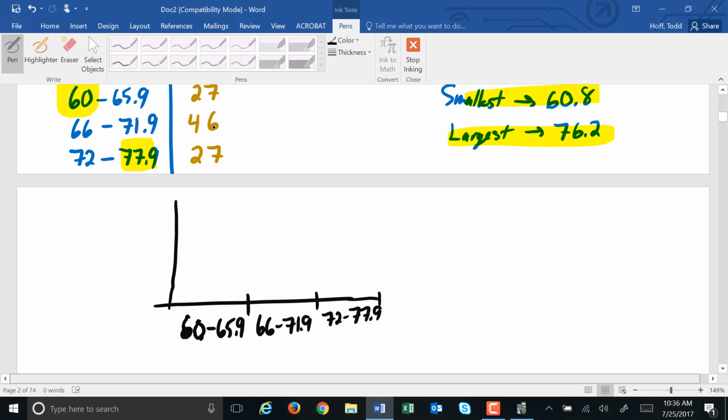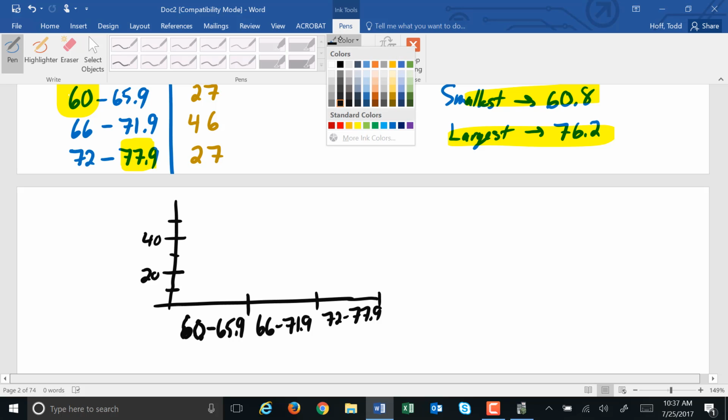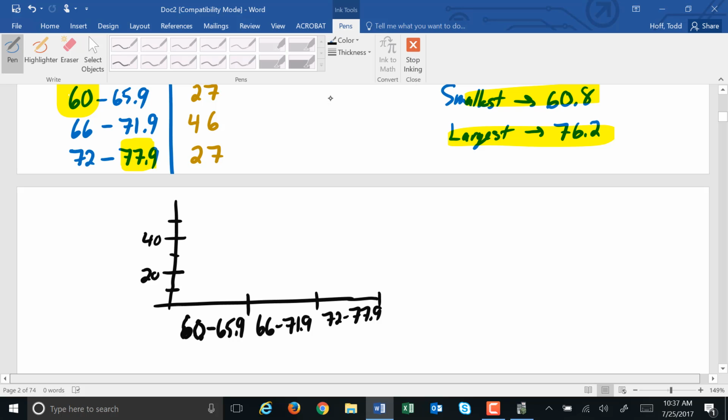Up the sides here, we have to go to 46. So I'm going to go 10, 20, 30, 40, 50. And once again, the bars will be tight together. So 27 is going to look like that. 46. I'm overshooting here.